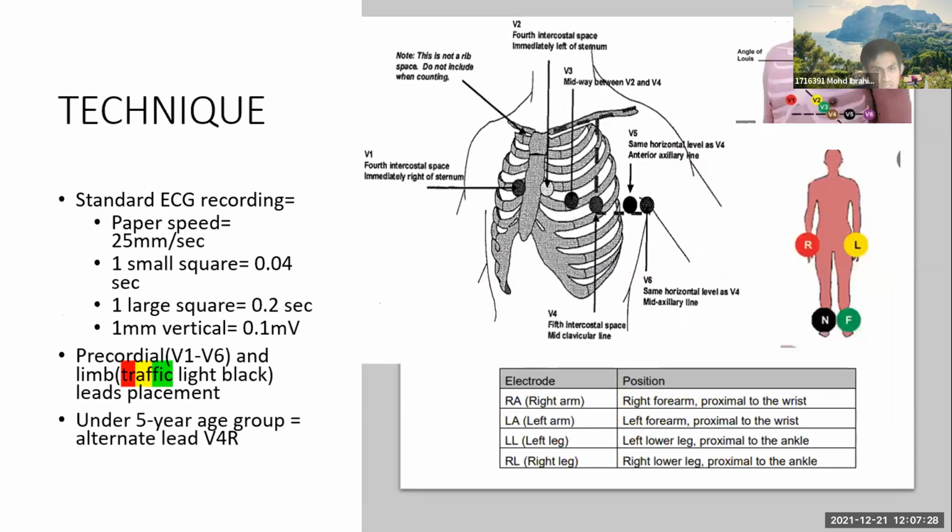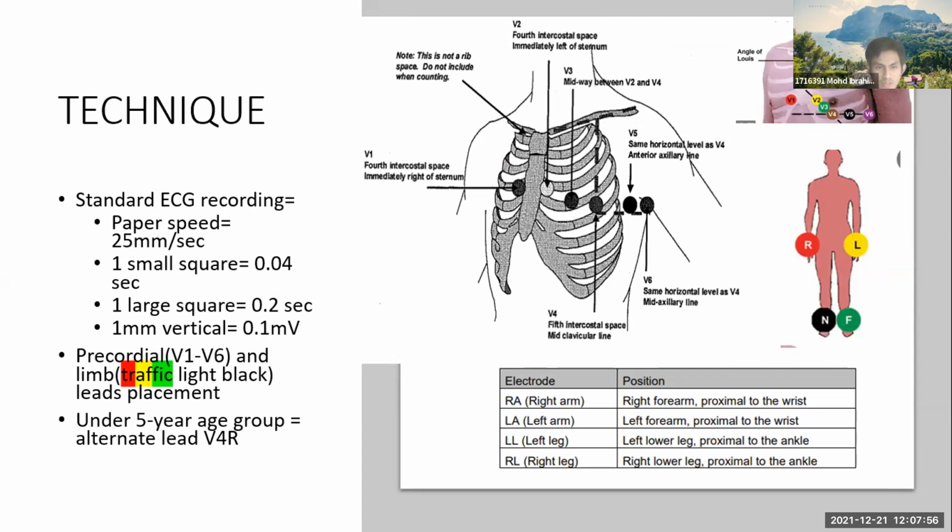So in standard ECG, the paper speed is 25 mm per second and one small square length is 1 mm. The horizontal is used to measure the duration. For example, one small square is equal to 0.04 second. And the vertical measures the amplitude, where one small square is equal to 0.1 millivolt.